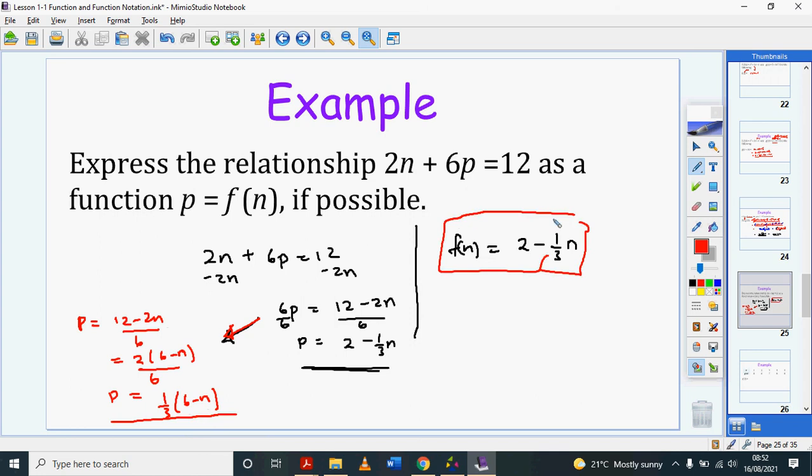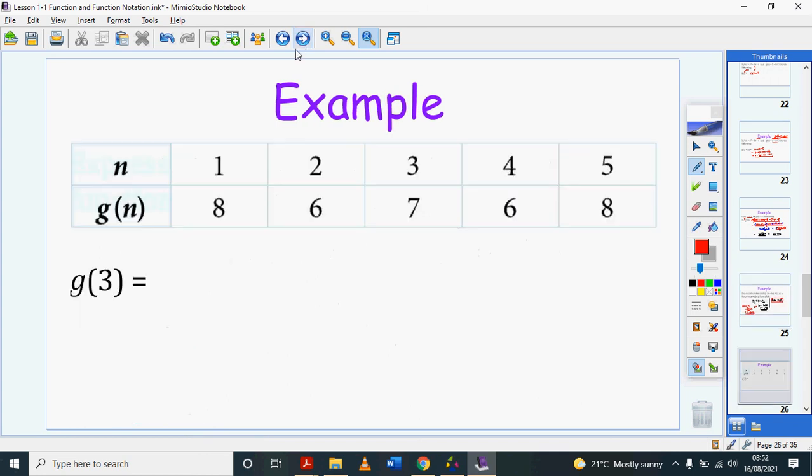All right, in this function, what is g of 3? When the input value is 3, what is the output value? That's what it's asking you. Input value is 3, output value is 7, so that answer is 7. What input value gives you an output value of 6? That input value is 2. I hope you can see here that the input value that gives me an output of 6 is 2.